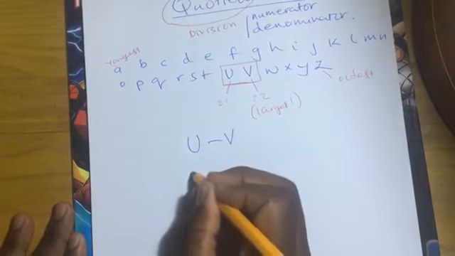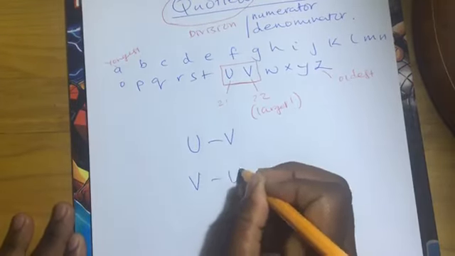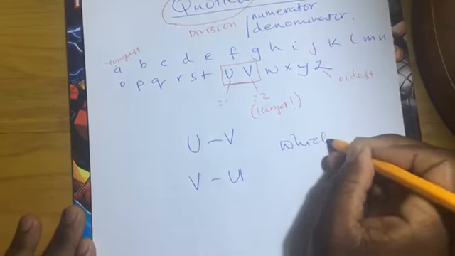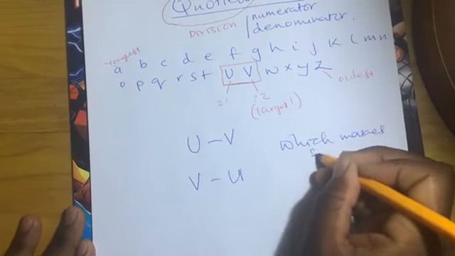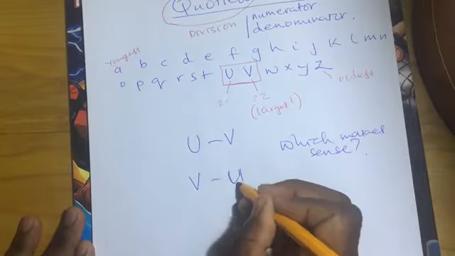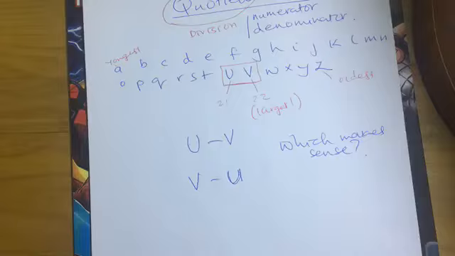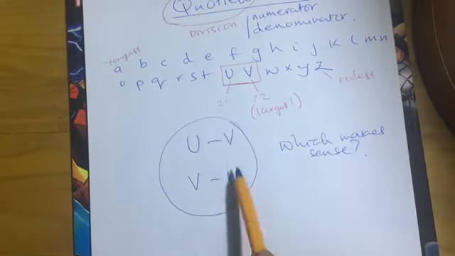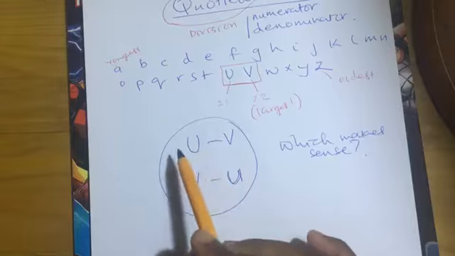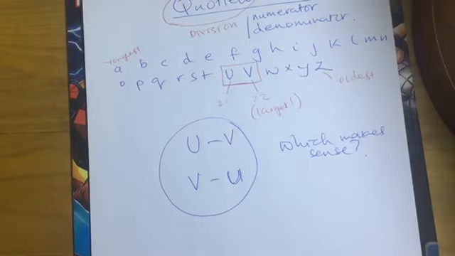Now, which one makes more sense, U minus V or V minus U? If V is larger, which of the two makes sense? The second one. So V minus U makes more sense because V is larger, U is smaller.